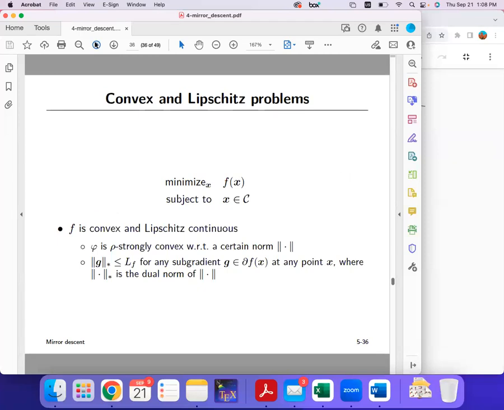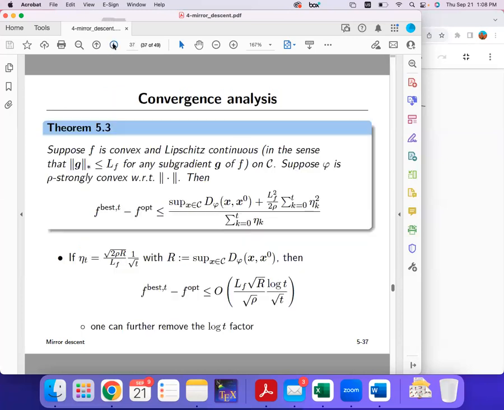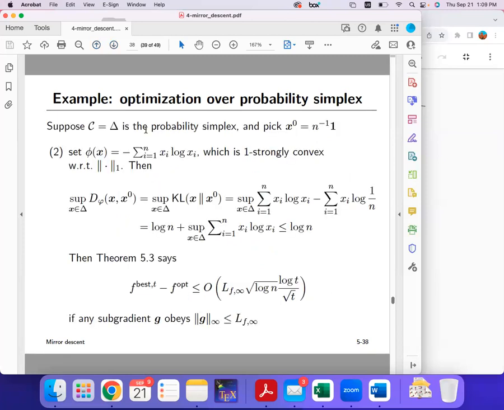Remember, in our setup, if phi is strongly convex with regard to one norm, then in the end, the Lipschitz constant is associated with the dual norm. So here the Lipschitz constant is associated with the dual norm, and the dual norm is with regard to the L1 norm. And we know infinity is the dual of L1. So this is about the L infinity norm.